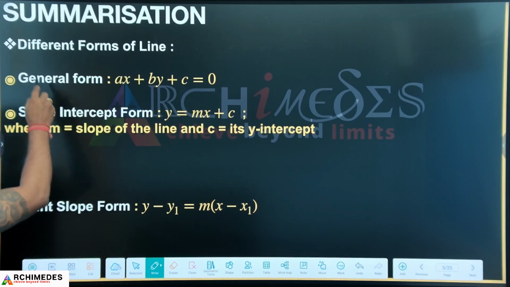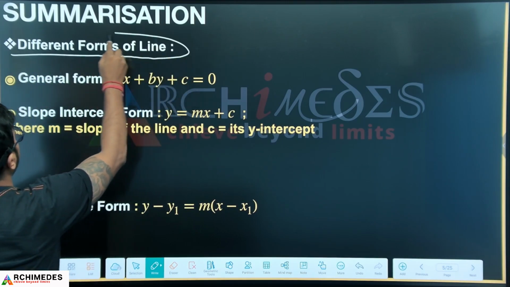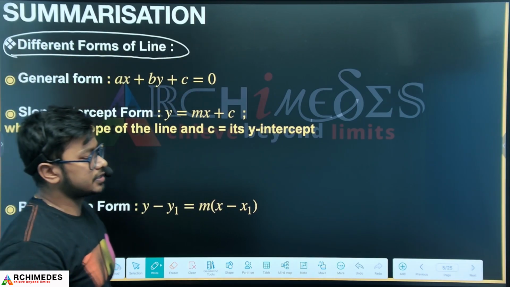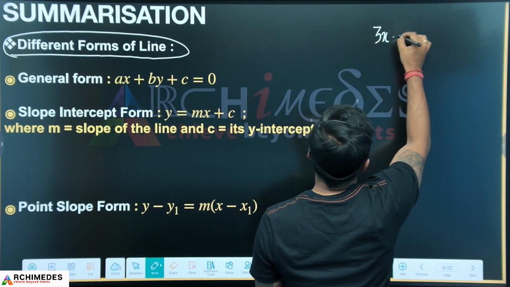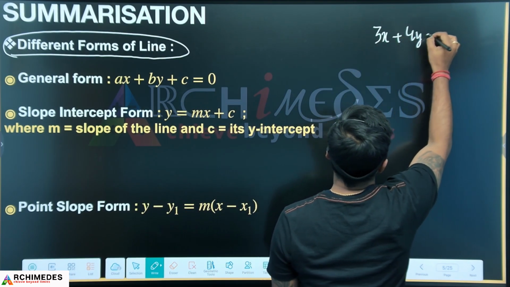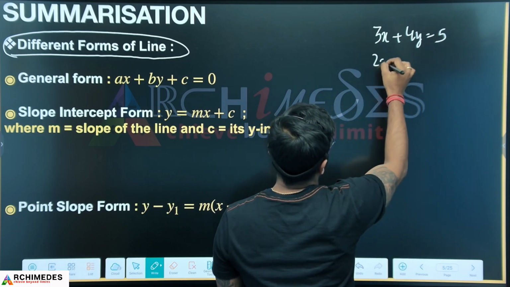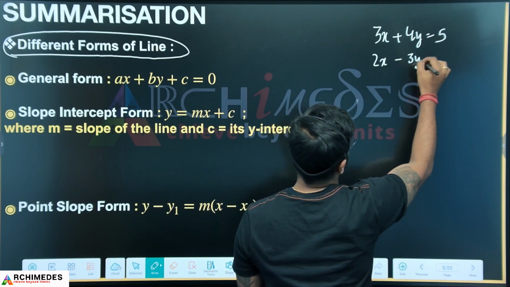See here. Now we have different forms of the line. So we know that in class 10, when we did the pair of straight lines, we did this type of equation, isn't it? 3x plus 4y is equal to 5. Then suppose 2x, this is a straight line actually, 3y is equal to 3.